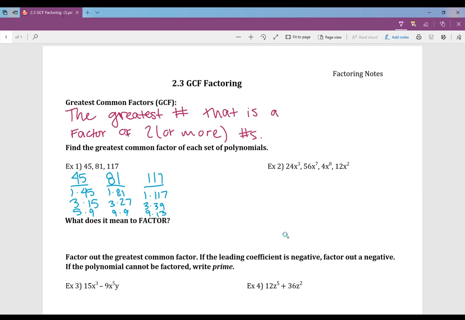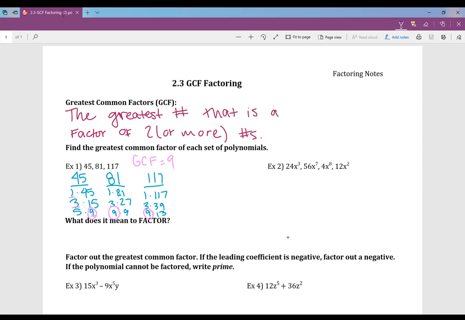So if we're looking at these, let's look at what factors they all have in common. Well, they all have a 1, they all have a 3, and they all have a 9. So those are the factors they have in common, but we want to find the greatest common factor. So the greatest one would be 9, right? That's the biggest number that they all have in common. So our GCF for example number 1 is 9.